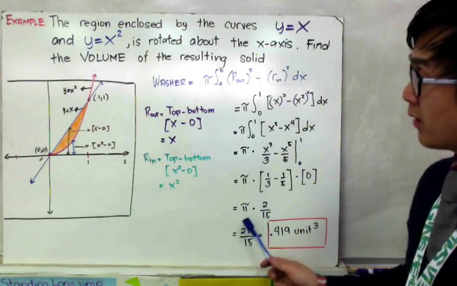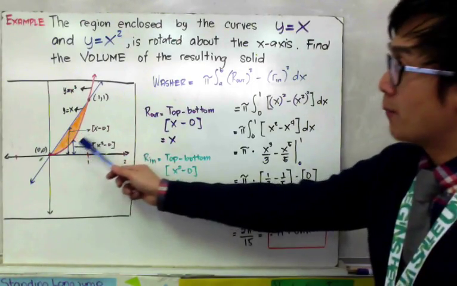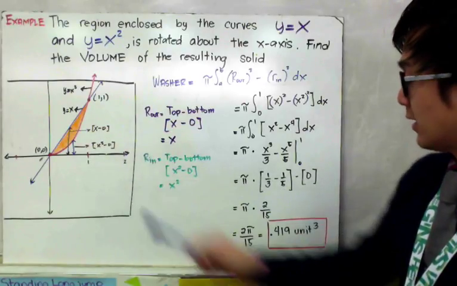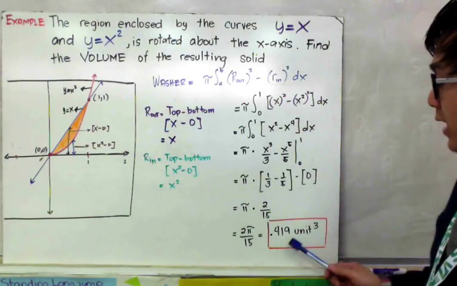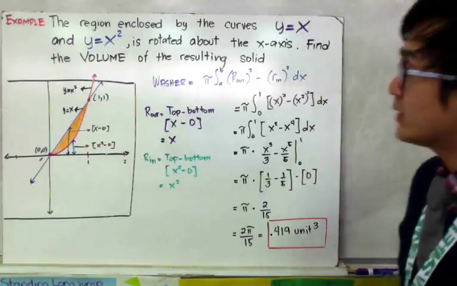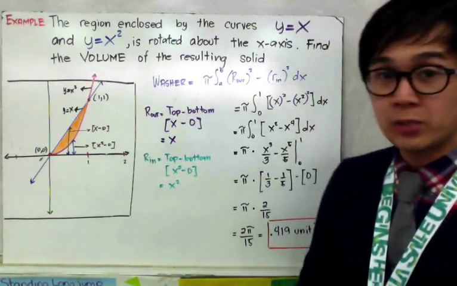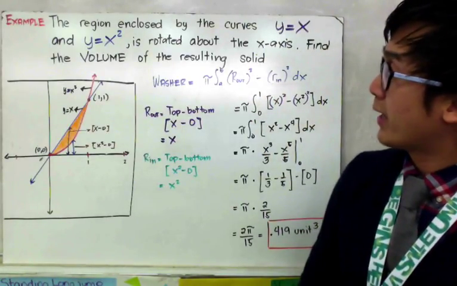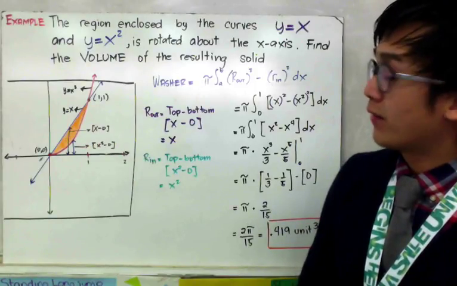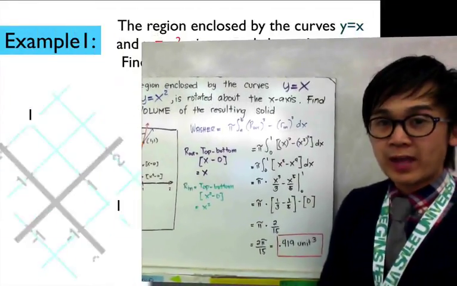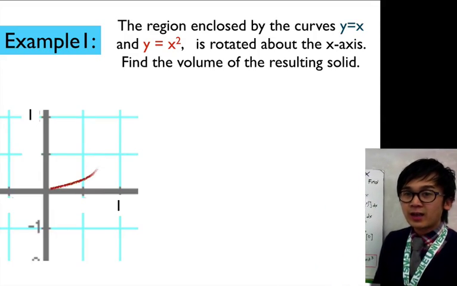Therefore, the volume of this function being rotated on the x-axis will be 0.419 unit cubed. And this is the washer method that we're going to use in finding the volume of a solid figure: y equals x squared and y equals x being rotated along the x-axis.